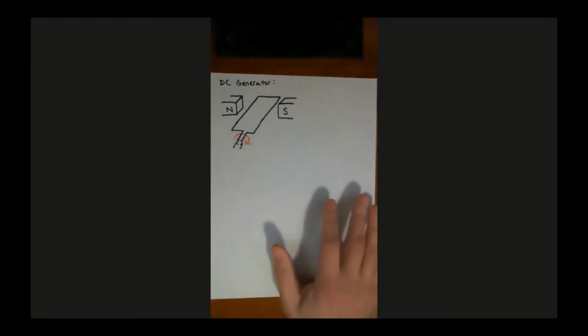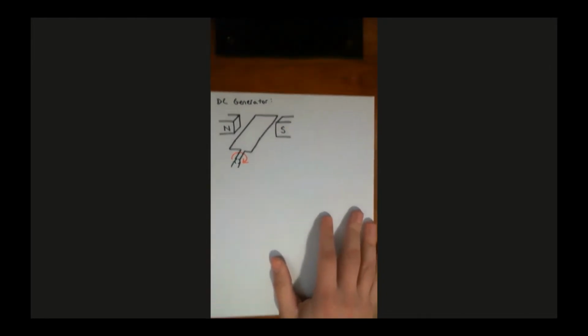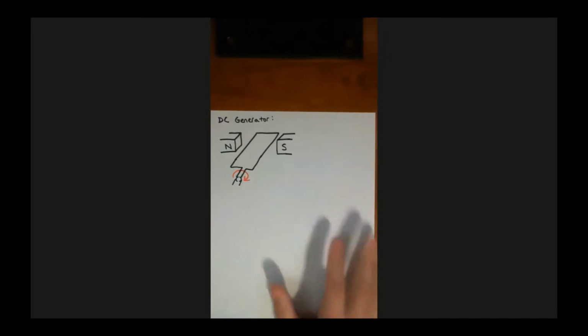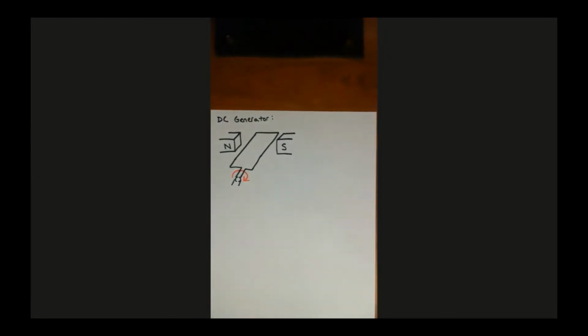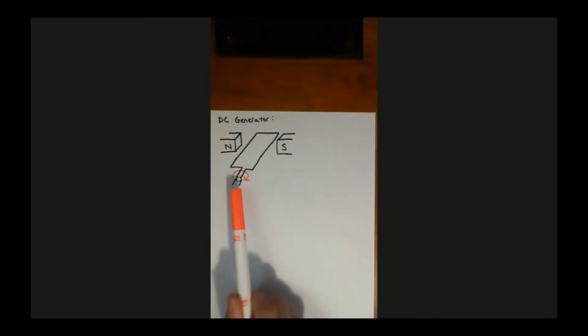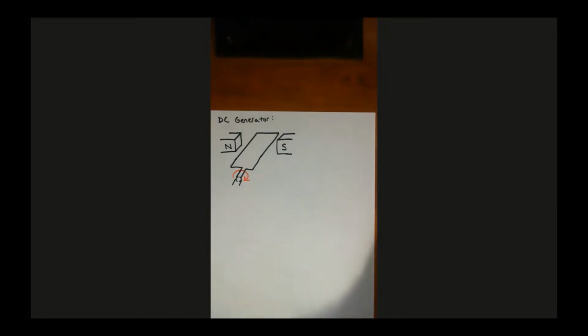To do that, I'm going to switch over to my document camera. All right, so here's what we've got so far. This is our DC generator, and we know it's a DC generator because you can see the split ring commutator right there. And we know that AC generators have slip rings, not split ring commutators. So since this is a split ring commutator, we know this is a DC generator.